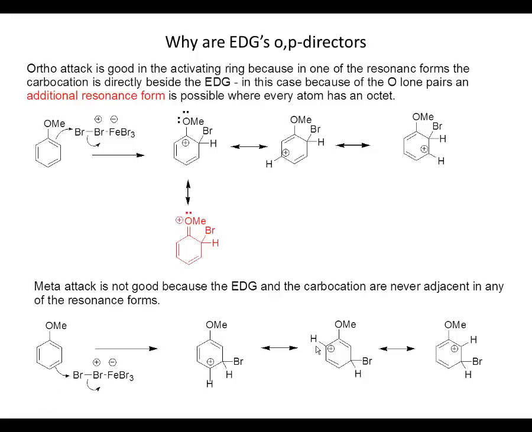Okay, so in these next few slides, I'd like to address the reasons for ortho-para direction. And what we're going to do is we're going to look at anisole, nitrobenzene, and chlorobenzene and just see what the effects of electrophilic attack at various positions are. Okay, so the first case we'll look at is ortho attack on anisole, and we'll use the bromination reaction as the example reaction.